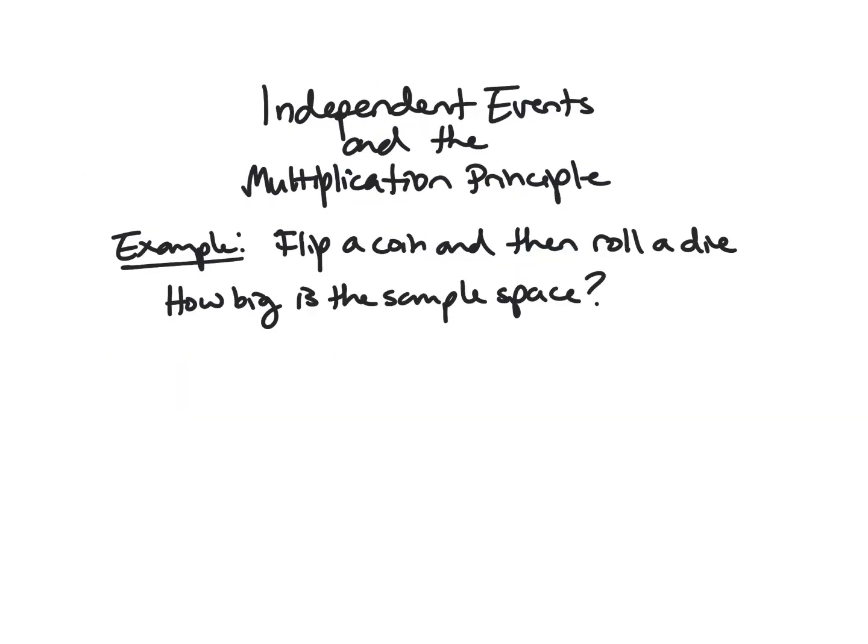So now we're going to talk specifically about independent events and how this relates to the multiplication principle. This is going to be something that tells us how big the sample space will be in general. So let's try to analyze this through an example. Let's go ahead and draw a tree diagram to see what all the possibilities are here. So first we have two options, right? We flip a coin and we either get a heads or a tails.